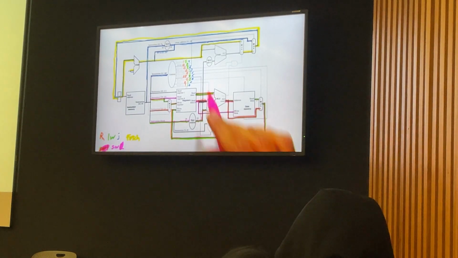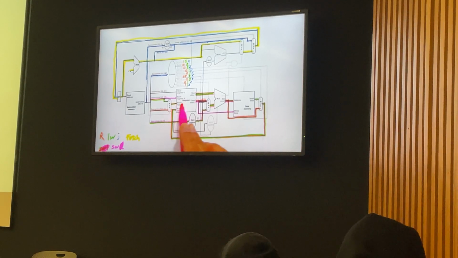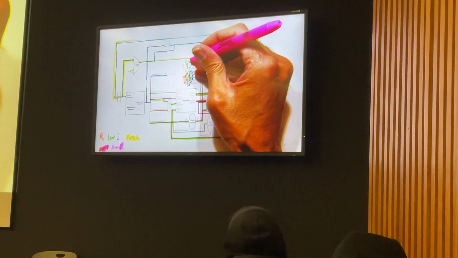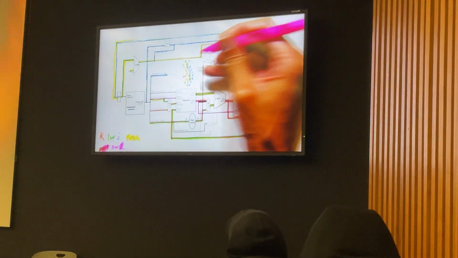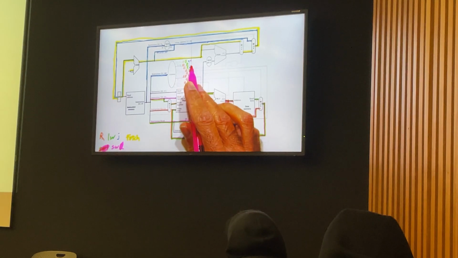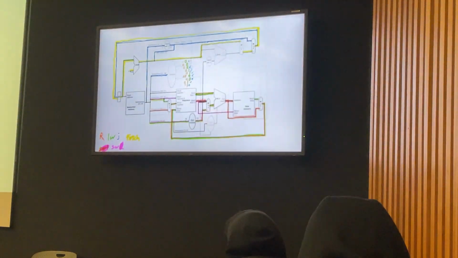Okay, store word. What about this mux? 0, 1? Yeah, don't care. There's no pink here. For store word, we don't care which register we pick to write, since we don't have to be writing the register anyway. So that's a don't care. The jump, well, that's going to be the same as a fetch. So that's going to be 0, 0.